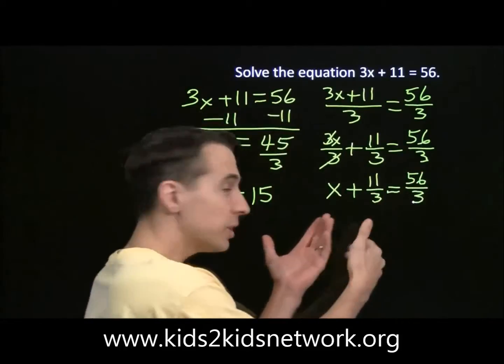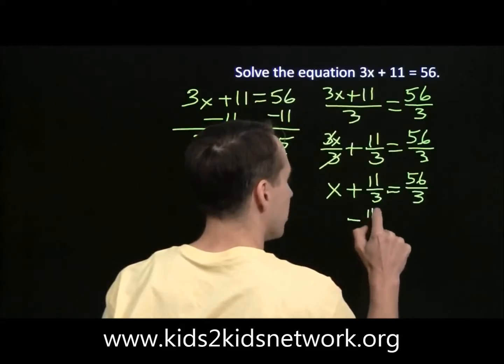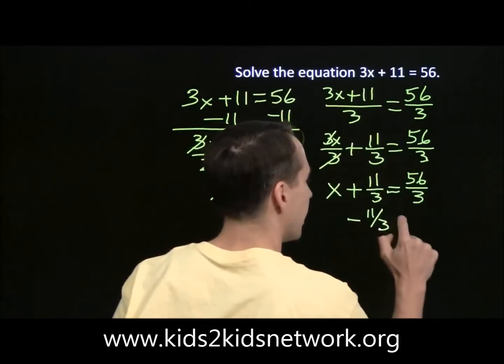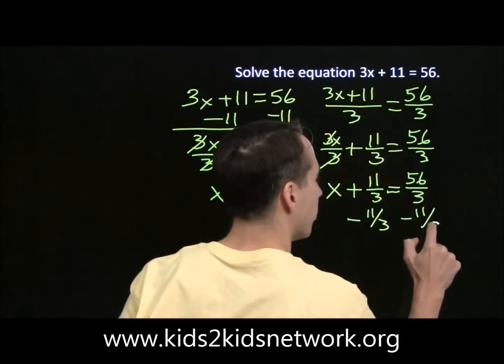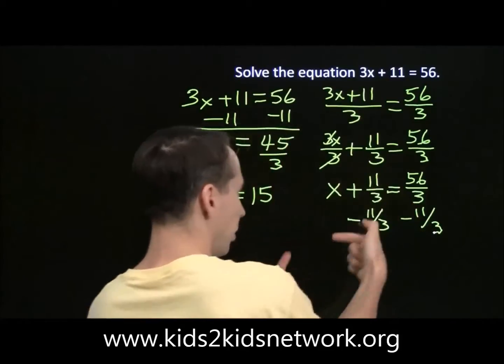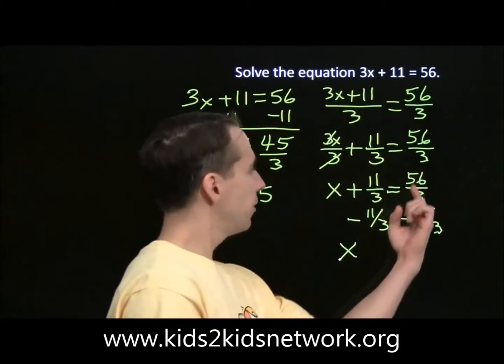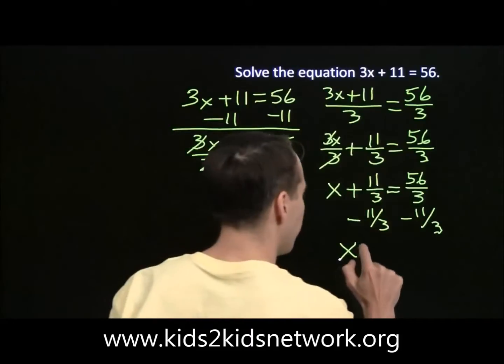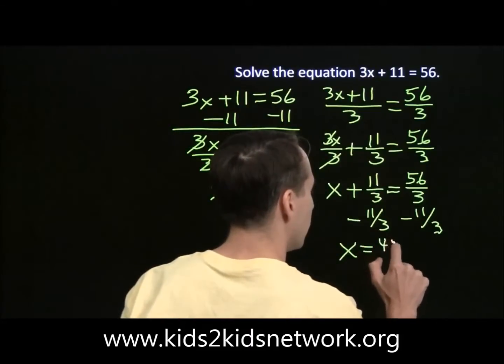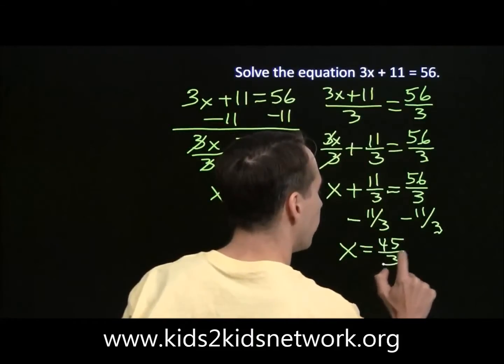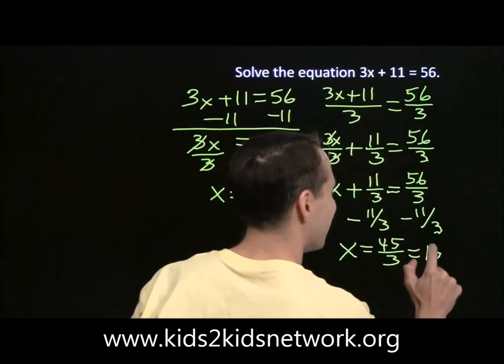And we know how to deal with this. We just subtract off the 11 thirds. To isolate x over here, we subtract 11 thirds from both sides. And on the left side, we're just left with x. 56 minus 11 is 45 over 3. And that looks familiar. 45 over 3 is 15.